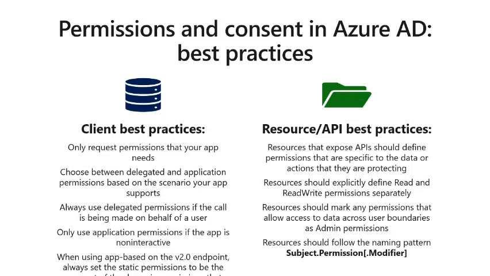Then resource API best practices. Resources that expose APIs should define permissions that are specific to the data or actions that they are protecting. Resources should explicitly define read and write permissions separately. Resources should mark any permissions that allow access to data across user boundaries as admin permission. Resources should follow the naming pattern subject.permission and then the type of modifier.